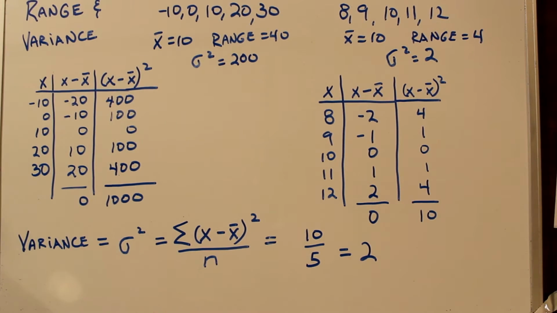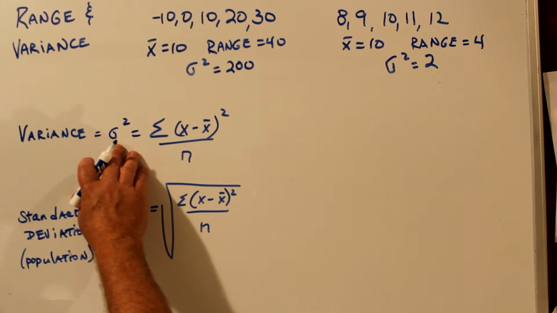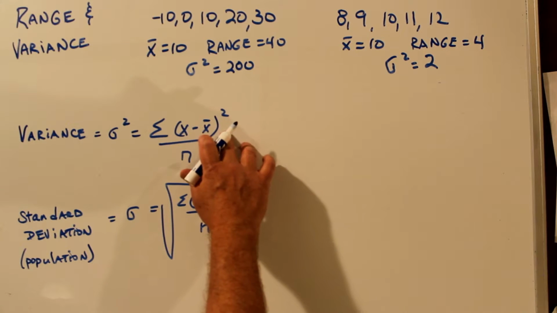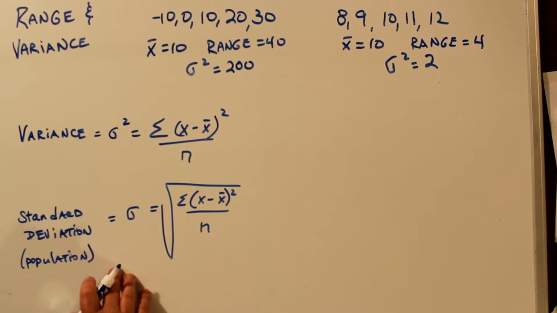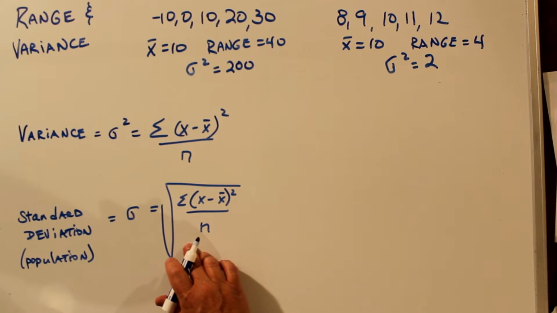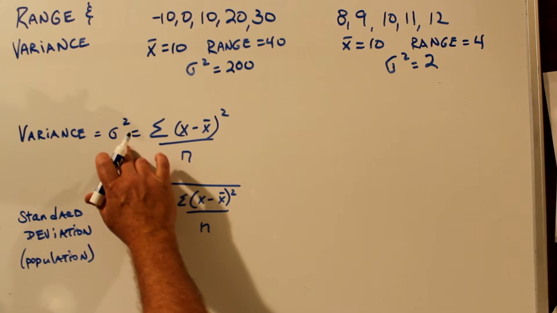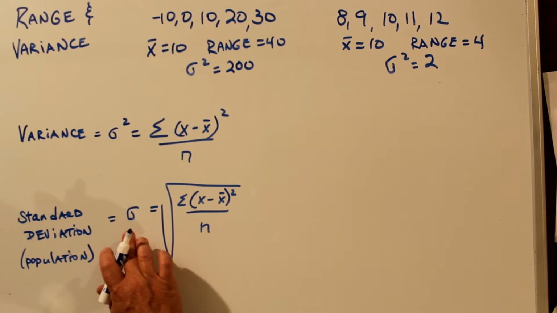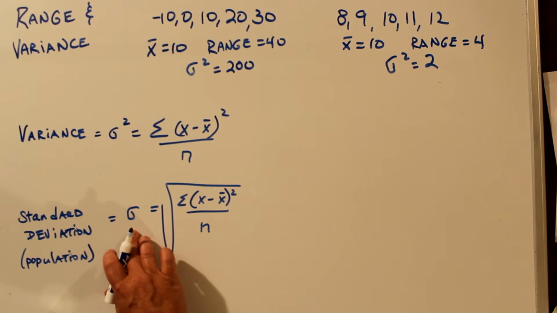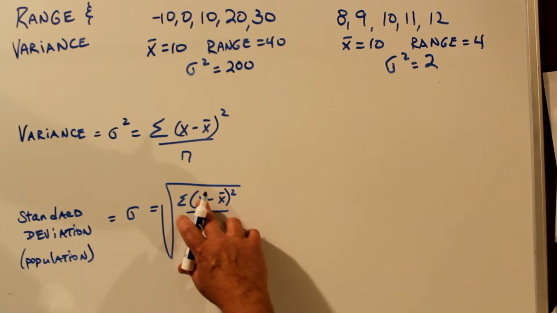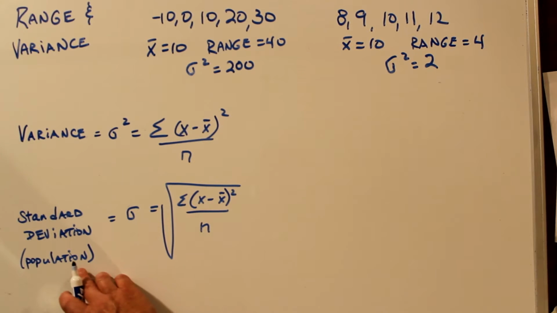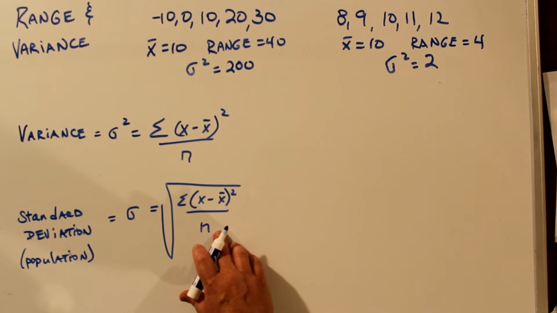The variance has the symbol sigma squared, and it's a summation of all the differences of x minus the mean squared over n. A standard deviation for the population has the symbol sigma, and notice it's the square root of the variance. That's why the symbol for variance is sigma squared, because the standard deviation is the square root of the variance, or the variance is the square of the standard deviation. The standard deviation is the square root of the summation of x minus x bar squared over n, and that's for the population, and for a sample it's n minus 1.